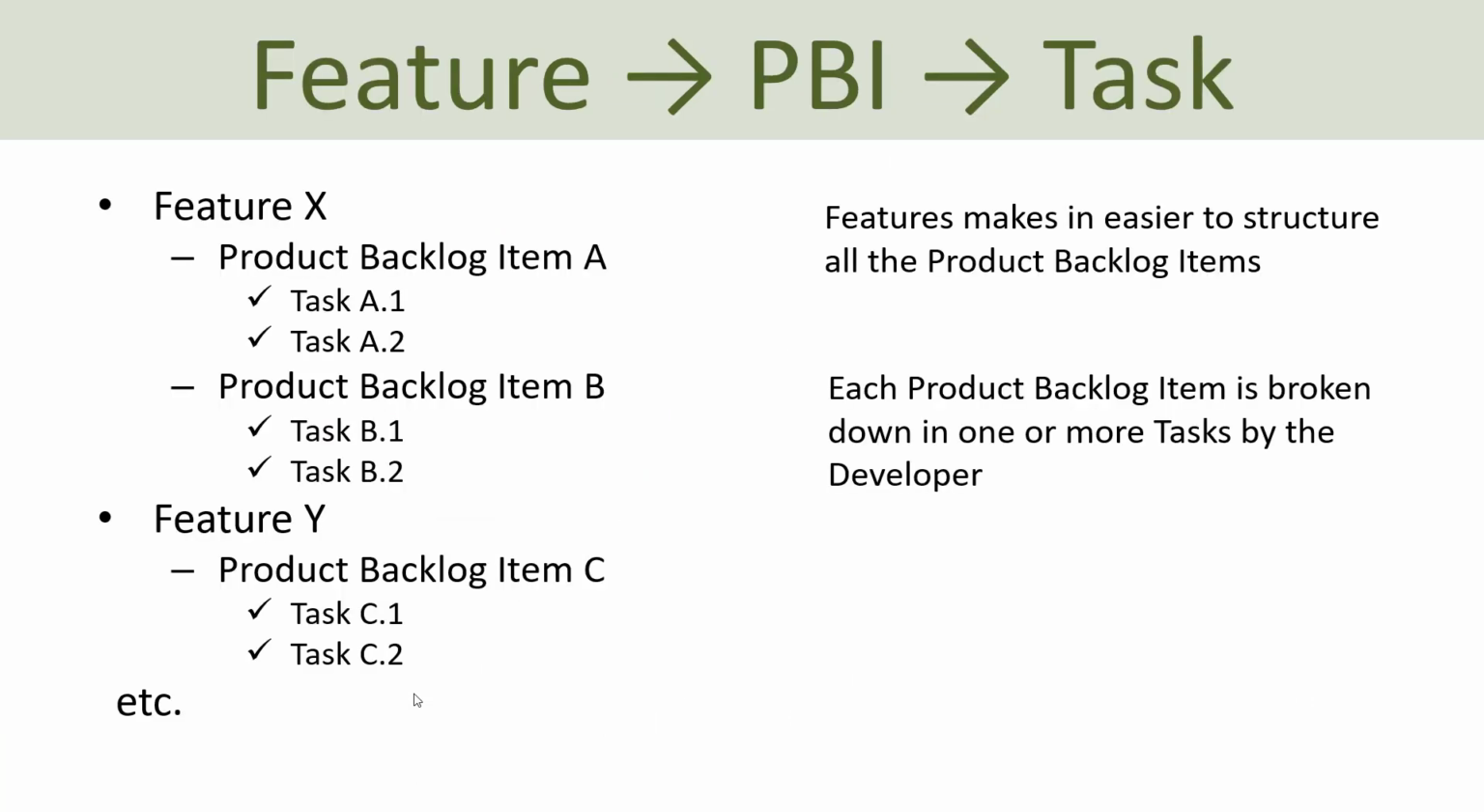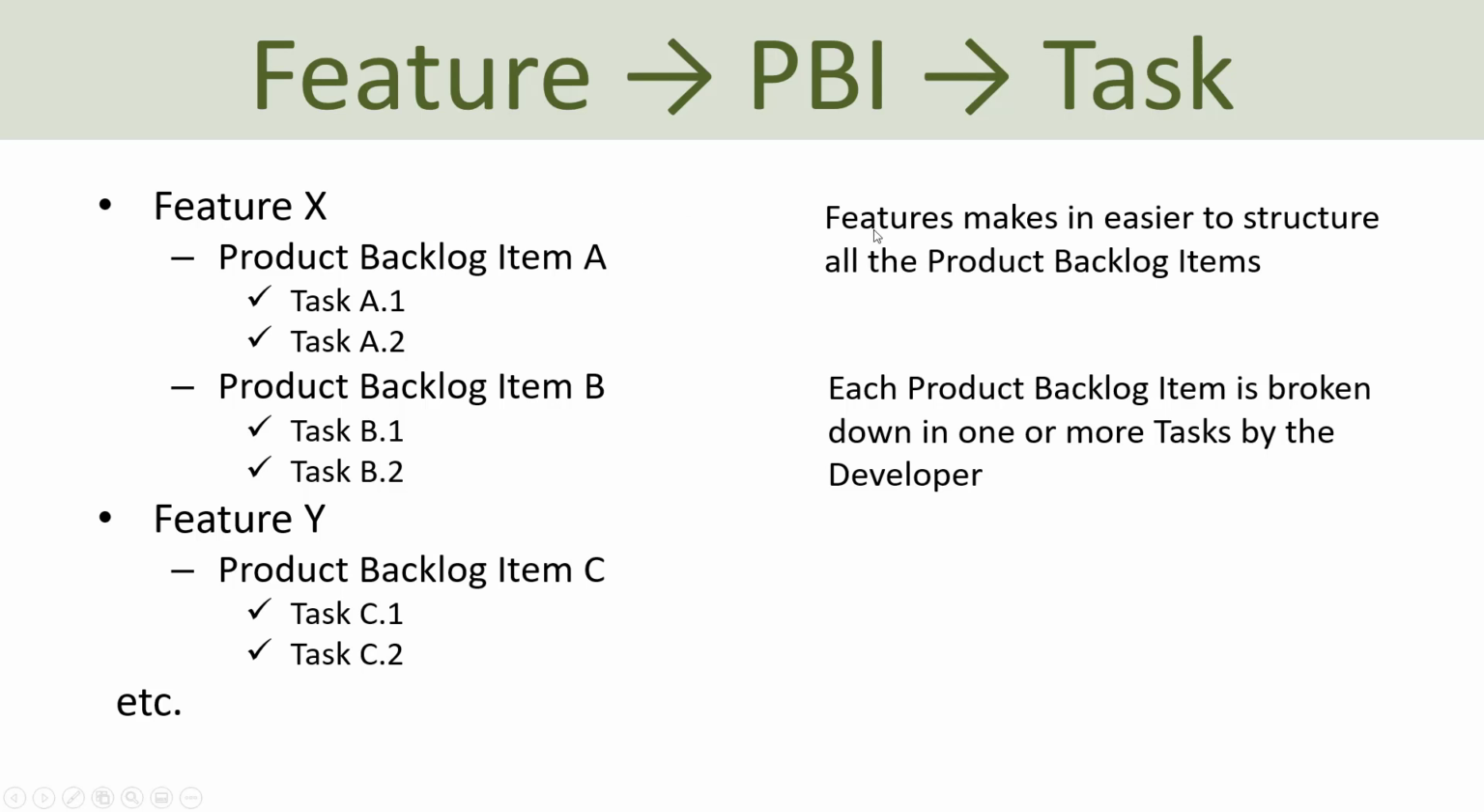So then typically you end up with a structure like this. You have multiple features, feature X, feature Y, etc. And then each feature typically consists of one or more product backlog items. I have just called them product backlog item A, product backlog item B for feature X, and for feature Y I have a product backlog item C. And then each product backlog item can be broken into multiple tasks, and then you have task A1, task A2 for product backlog item A, and the same for B, etc.